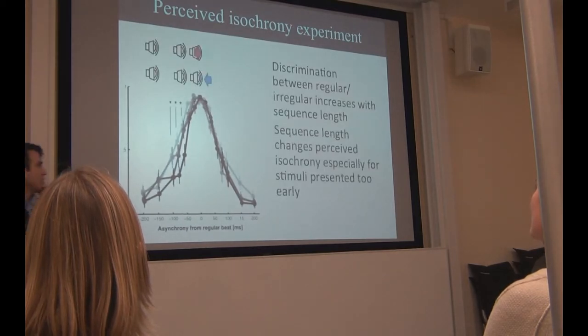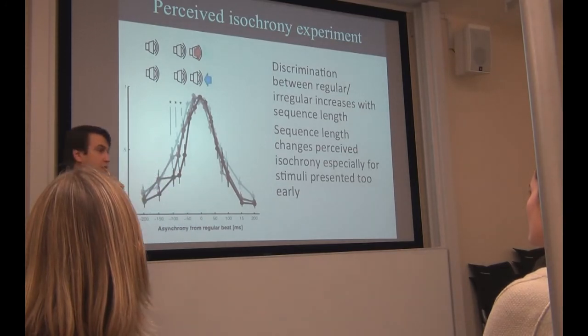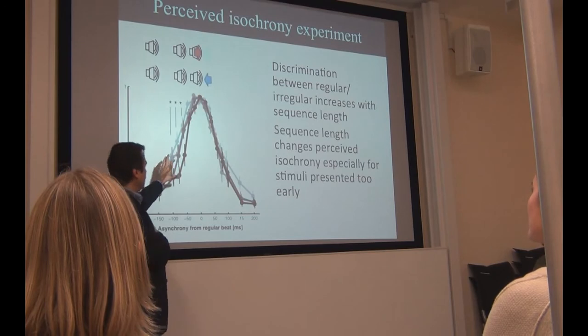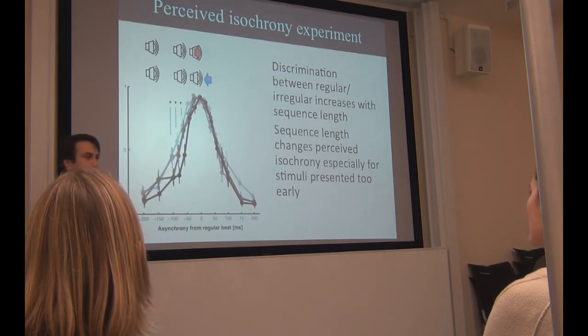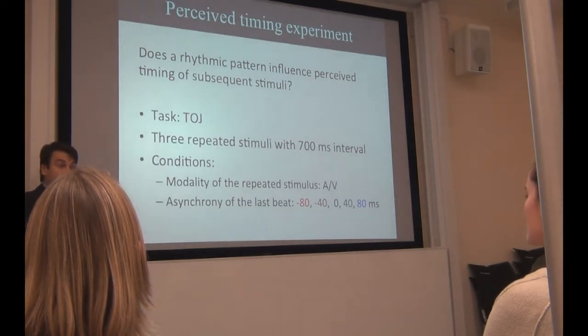So overall, here we show that there is discrimination, that performance increases with the number of stimuli, and this increases especially at the onset, so when the stimuli are presented earlier than the rhythm. But what we really want to see is how this rhythm changes perceived timing.